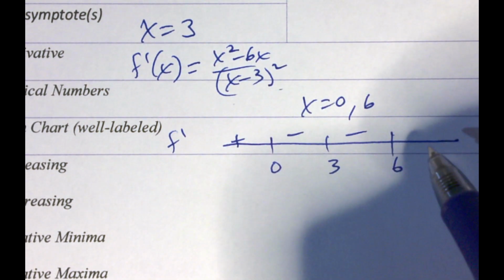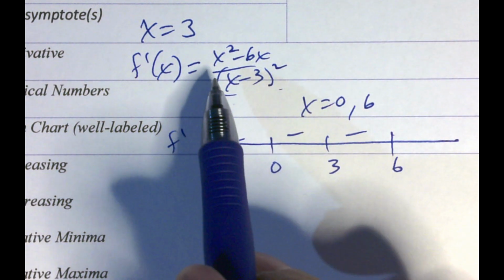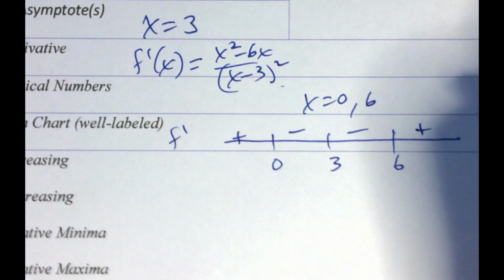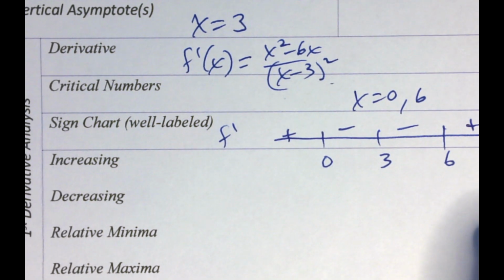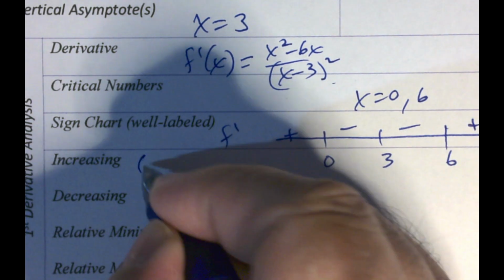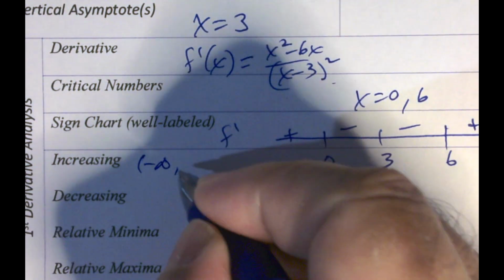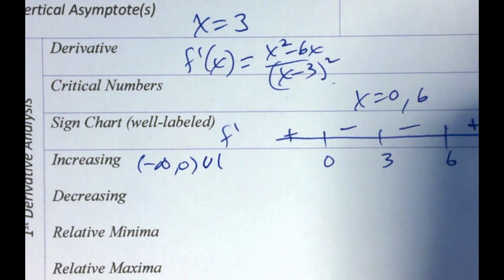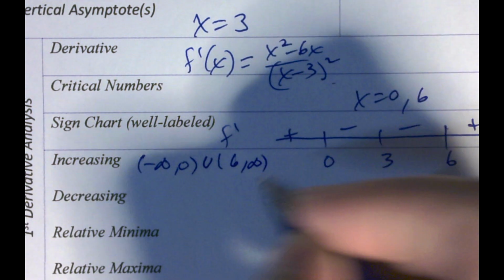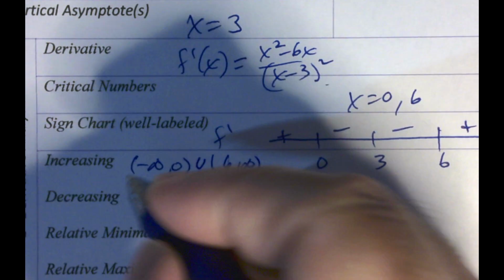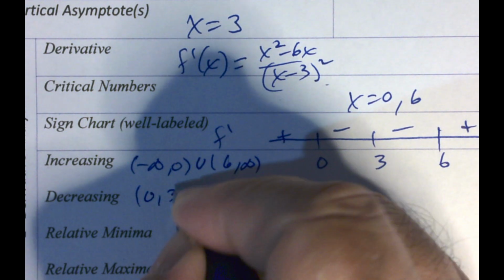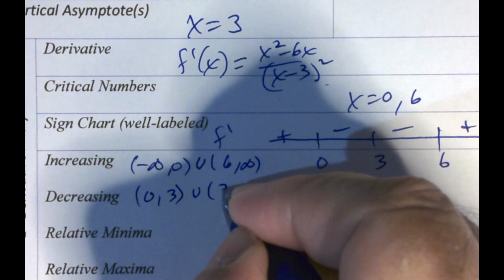Plug in 7. 7 squared is 49 minus 42 is positive. So that's the sign chart. So it's increasing from negative infinity to 0 and 6 to infinity, right? This is where the derivative is positive, so it's increasing there. It's decreasing between 0 and 3 and 3 to 6.